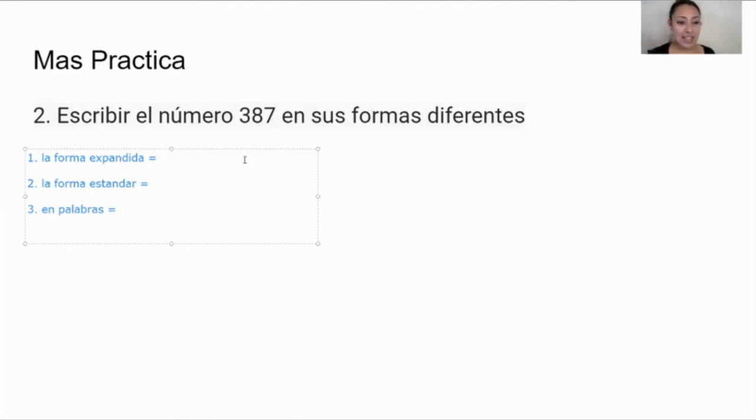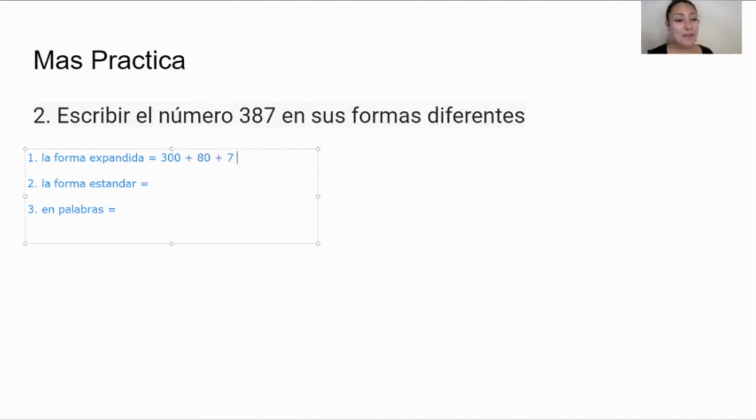Primero con la forma expandida. Otra vez, si quieren dibujar la tabla, está bien, pero no es necesario. Empiezan con la forma expandida. Escriben el número 387 en la forma expandida. Les doy 5 segundos para escribirlo en la forma expandida. 5, 4, 3, 2, 1. ¿Lo tienen como el mío? 300 más 80 más 7.